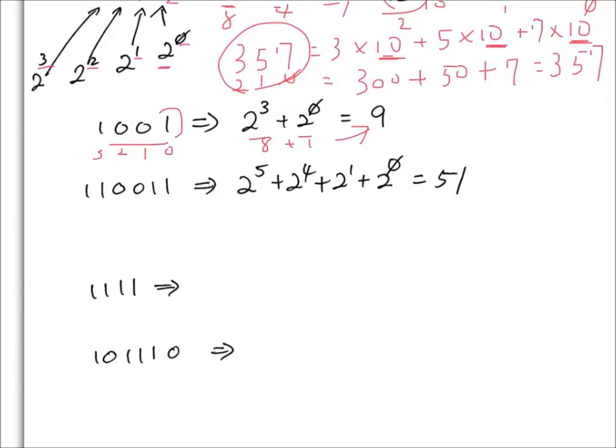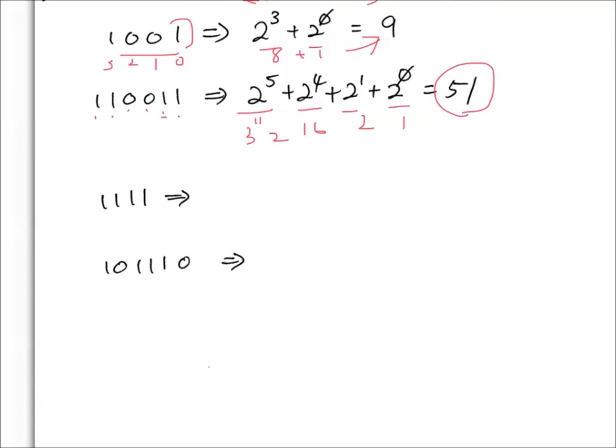110011. Again, we just look at the position here. So 0, 1, 2, 3, 4, and 5. So 2 to the 5th power, plus 2 to the 4th power, plus 2 to the 1st power, plus 2 to the 0th power. So this will be 32, this will be 16, this will be 2 and 1. If you add all these numbers, it's going to be 51. So hopefully it makes sense to you.